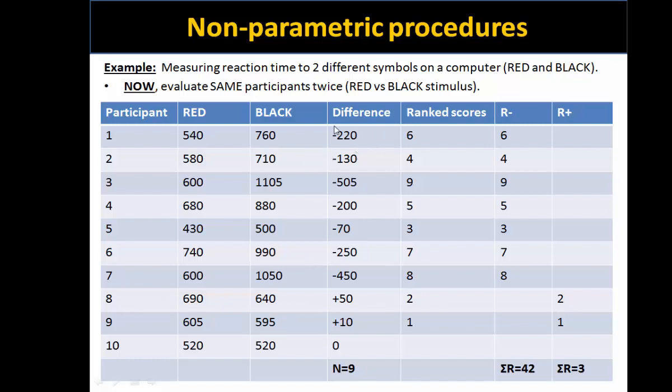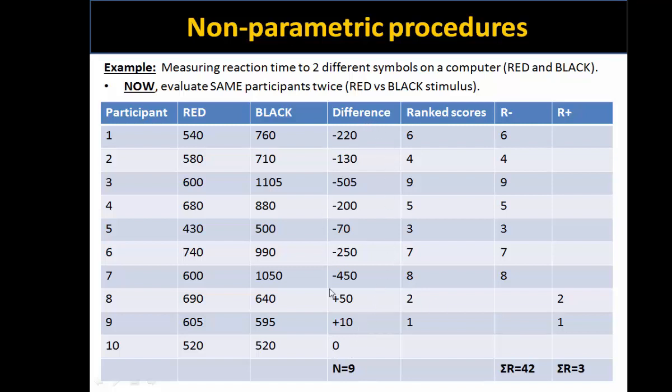So the first step is to calculate the difference of the two scores, red subtract black, and here we come up with a negative difference of negative 220. We see a range of different scores. We have a positive score for participant 8 and participant 9. Note that participant number 10 had the exact same reaction time and generated a 0 difference, and the 0 difference would not be used in the next steps.